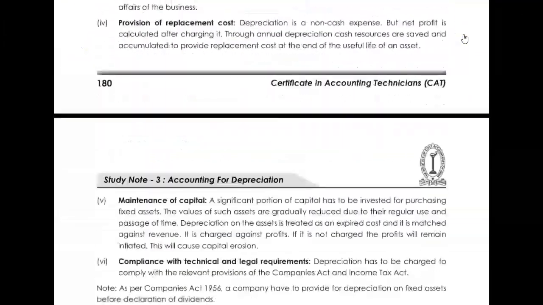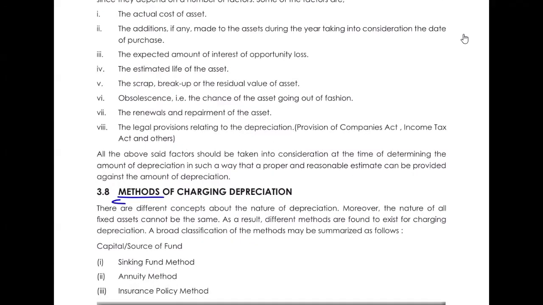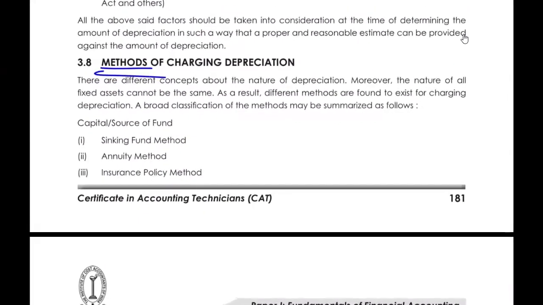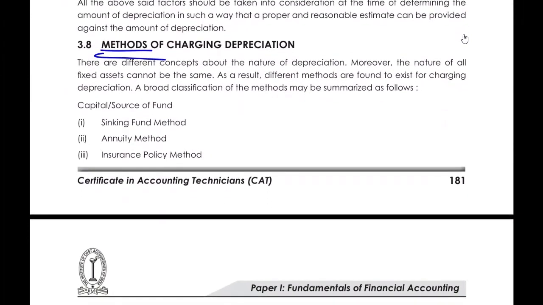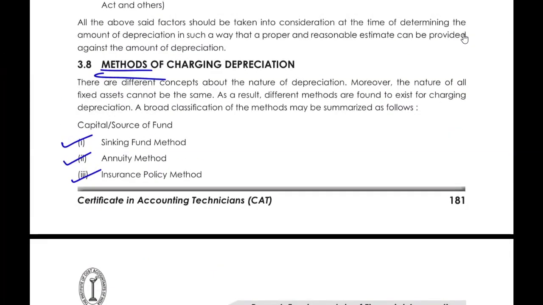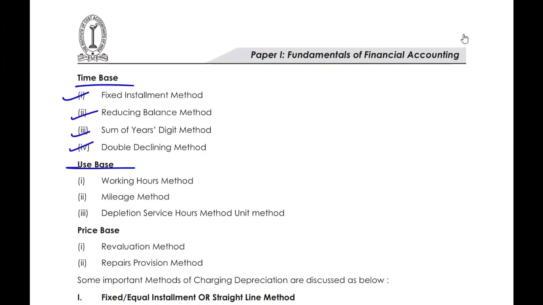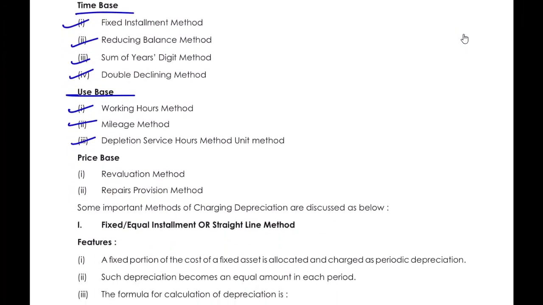Okay, now how to measure this? We have some methods of depreciation, which we are going to cover: sinking fund method, annuity method, insurance policy method, that is based on your capital or source of fund. Then we have time based: fixed installment, reducing balance, sum of year digits, double declining method; use based, that is working hours, mileage, depletion hours; and price based, that is revaluation, repairs.